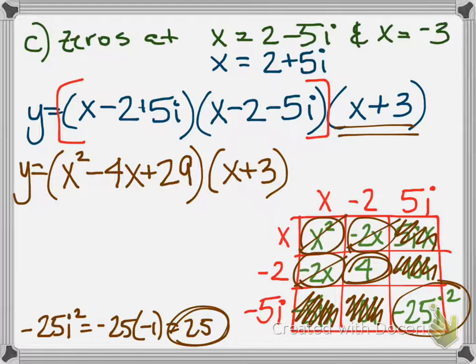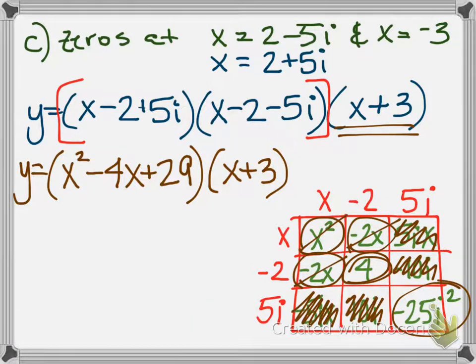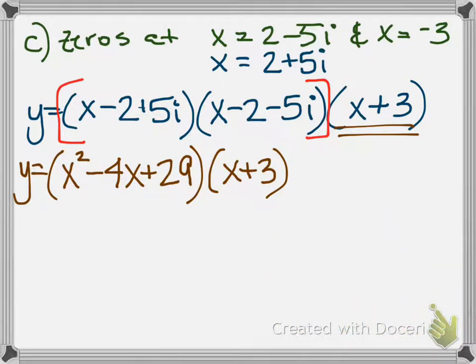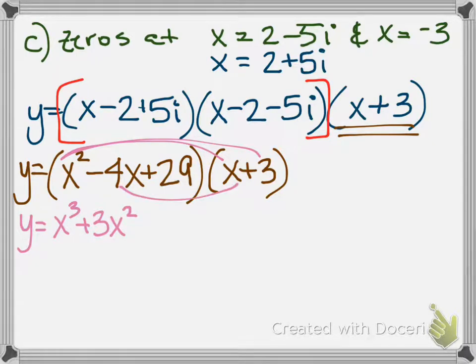Okay, so now let me get this out of the way. I'll erase this, pause or rewind if you need to. And now we'll FOIL for those of you that like to FOIL. So we have, how about pink? x squared times x, x to the third. x squared times 3, 3x squared. Negative 4x times x, negative 4x squared. Negative 4x times 3, negative 12x. 29 times x is 29x, and 29 times 3 is 87.